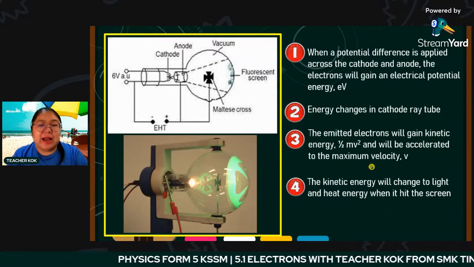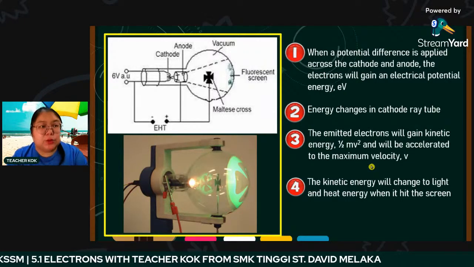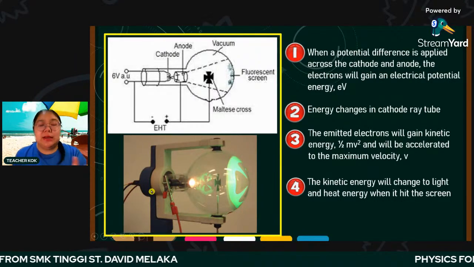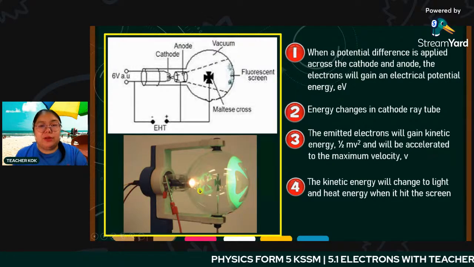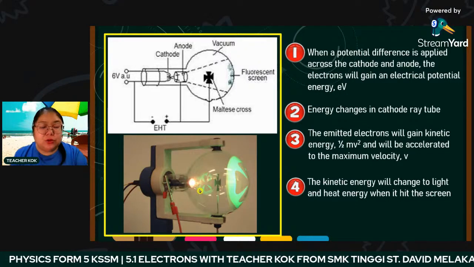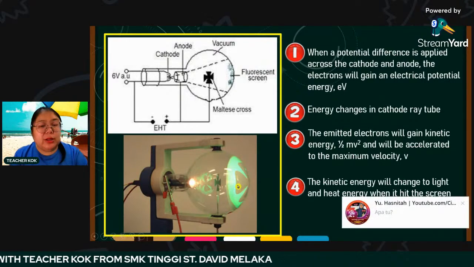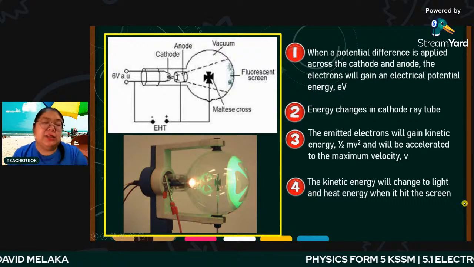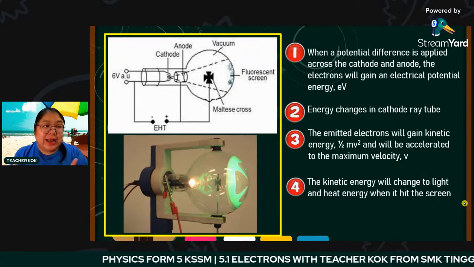Last one, the kinetic energy will change to light and also heat energy when it hits the fluorescent screen. So the whole process starts from the electrical potential energy. After that, it converts to kinetic energy. When it is kinetic energy, the velocity of the electron must be very high. Until the last, they hit the screen and produce light energy and also heat energy. So this is the energy transfer for the cathode ray.